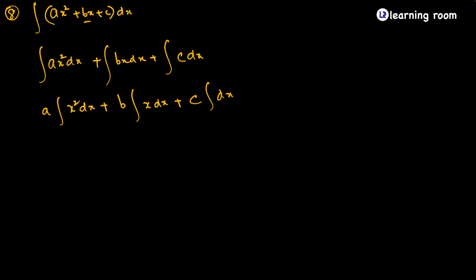I didn't write the integral. The integral is still there. Okay. So a into, what is the integral of x square? It is x cube by 3, plus b into x square by 2, plus c into x, plus I'll write some other constant k because already c is there. Is that clear? So this is going to be the answer for integral of ax square plus bx plus c times dx. Okay. Just make a note of it.